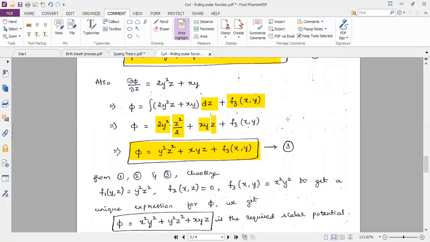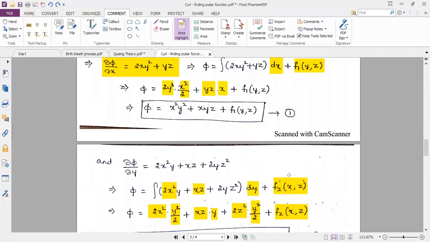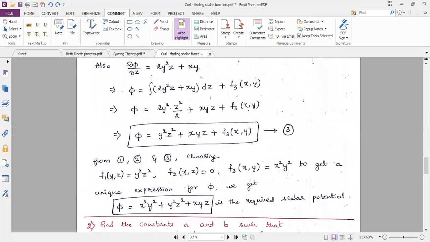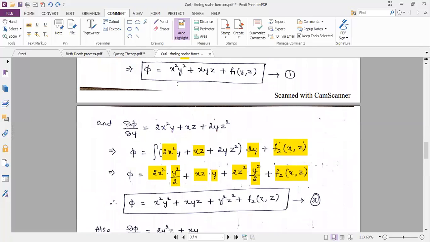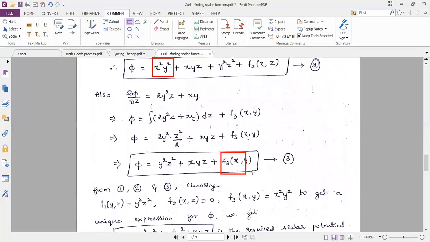Now we need to observe equations 1, 2 and 3. When we observe equations 1, 2 and 3, we have different expressions for phi. We need to unite them and have a common expression for phi. A unique expression for phi should exist. So in order to get that, observing equation 1, we have x square y square in equation 1 as well as in equation 2, which is missing in equation 3. So we choose f3 of x comma y as x square y square.